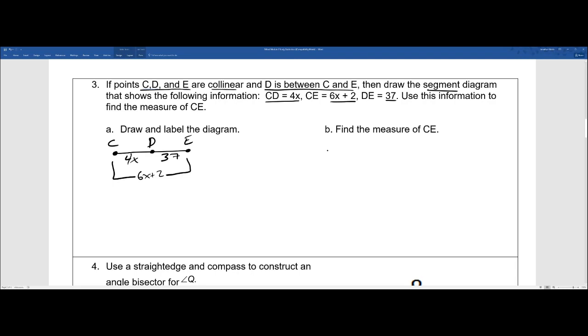Now we're going to find the measure of CE. Well, we know that CE equals CD plus DE. Make sure you explain why, and that's because of the segment addition postulate.